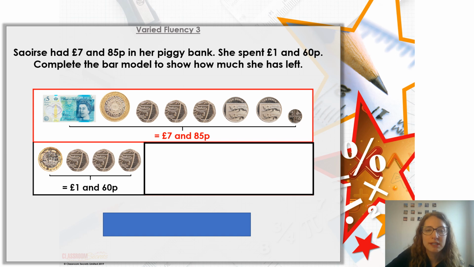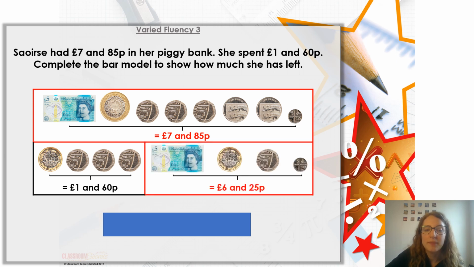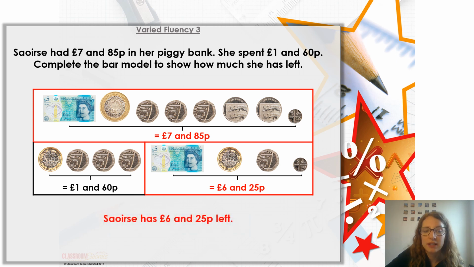Okay, so we've got a total amount of £7.85 at the top. She spends £1.60, so we can work it out. We're going to do the £7, take away £1, gives us £6. Then we've got the 85 pence, take away 60. Okay, so we are left with £6.25.